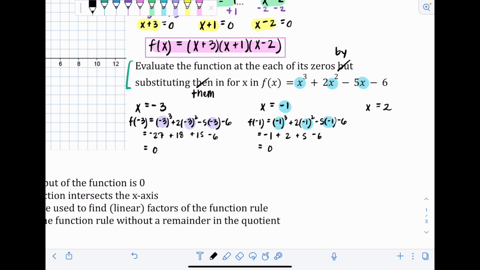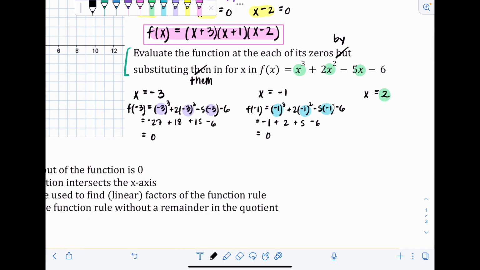You could probably guess what we're going to get for the last one also. It's kind of the whole point. But the next one is x equals 2. So we'll substitute in 2 for all of our x's. So we'll find f of 2. So it'd be 2 to the third power plus 2 times 2 squared minus 5 times 2 minus 6. Okay, kind of got it in there. Sorry, it's a little squished.